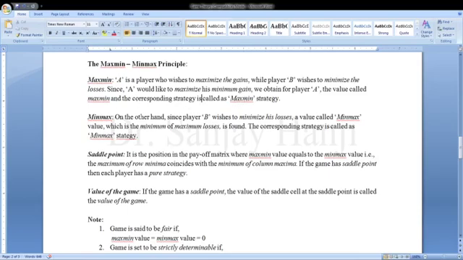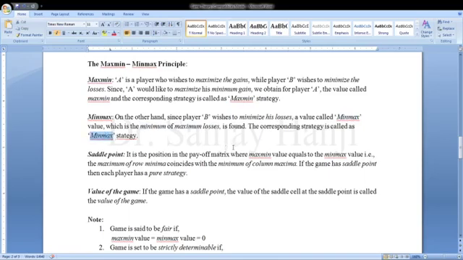Who? Player A. Now, min-max strategy is pertaining to player B, where player B wishes to minimize his losses. Correct? Now, he tries to minimize his maximum losses. Obviously, somebody would like to minimize his maximum losses. So, whenever there are maximum losses, he wants to minimize them. And this strategy is called as min-max strategies.